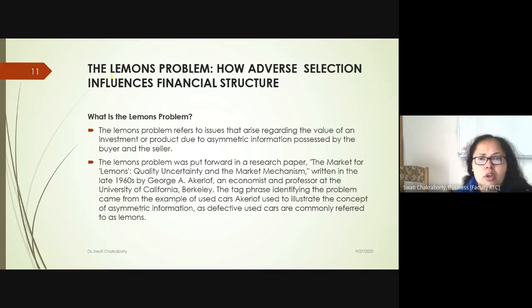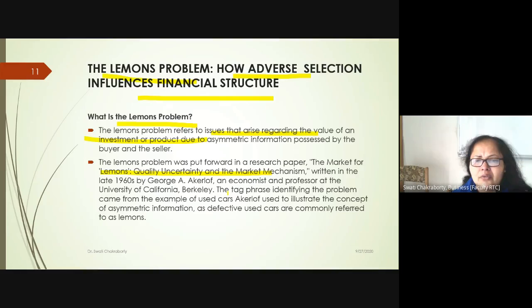We're going to talk about the lemons problem, that is, how adverse selection influences the financial structure. But we first need to know what the lemons problem is. It refers to any issues that arise regarding the value of any investment or product due to asymmetric information possessed by the buyer and seller. This problem was put forward in 1960 by George Akerlof in his paper The Market for Lemons: Quality, Uncertainty and the Market Mechanism. Akerlof was an economist and professor at the University of California, Berkeley.